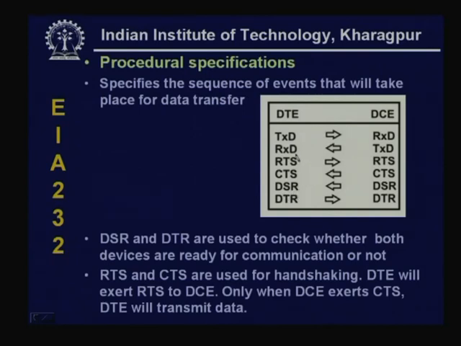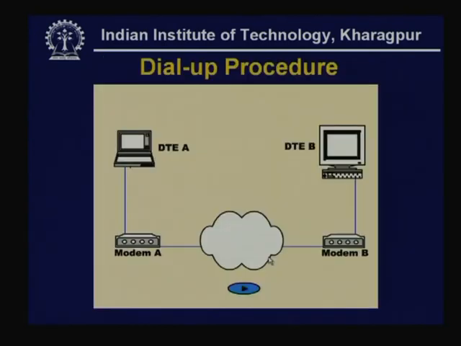On the other hand, the request to send and clear to send are the handshaking signals for transferring data before transmission can be started, and transmit and receive are used for transmitting data between DCE and DTE. Let us see how it is exactly being done. Here we see a DTE on one side, a DTE on the other side, a DCE, modem A, modem B, and they are connected through a transmission media.